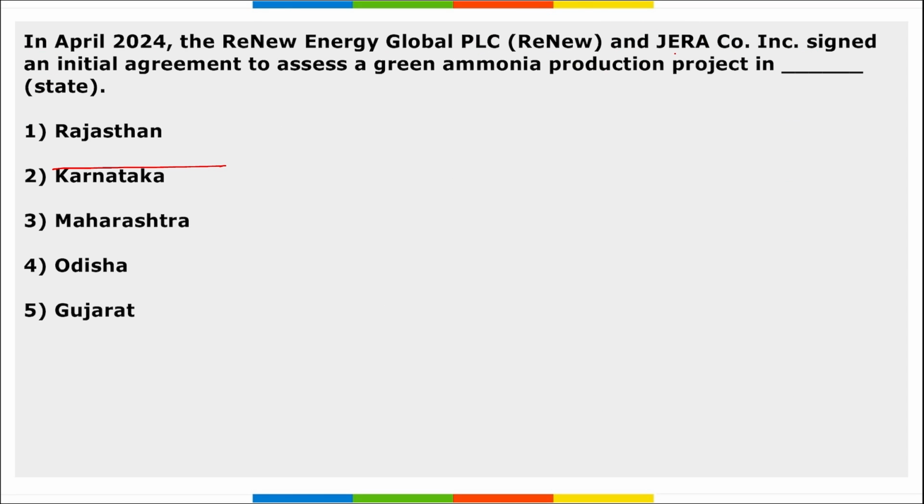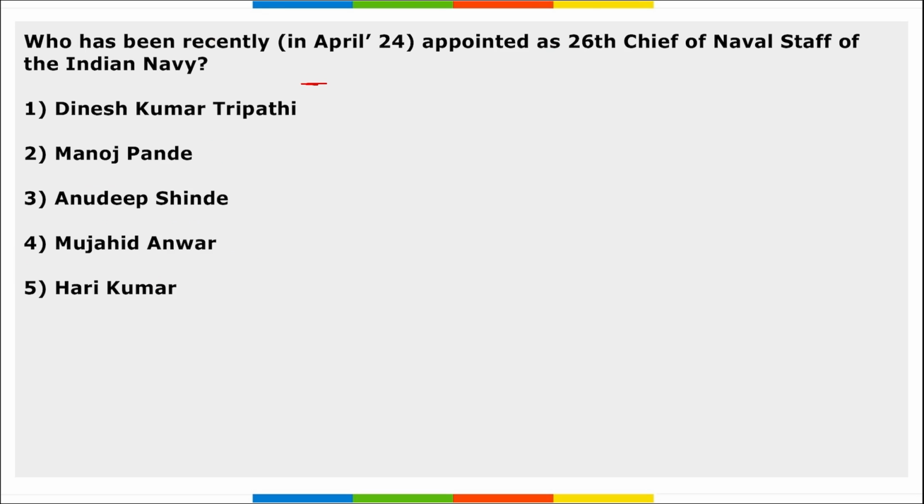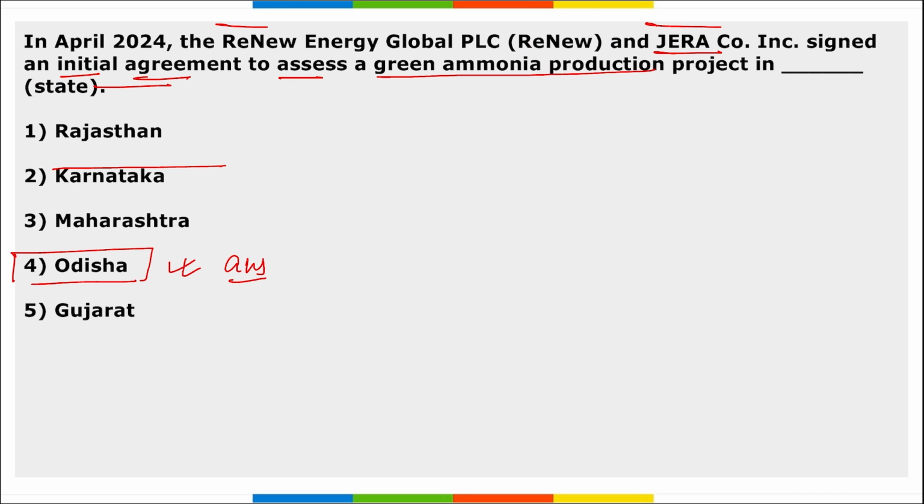Next, ReNew Energy Global PLC and JERA Corporation signed an initial agreement to assess a green ammonia production project in which state? It will be in the state of Odisha. I repeat, ReNew Energy and JERA Corporation signed an initial agreement to assess green ammonia projects in the state of Odisha, and this will be under the Green Hydrogen Mission of India and Japan's clean energy transition goals.